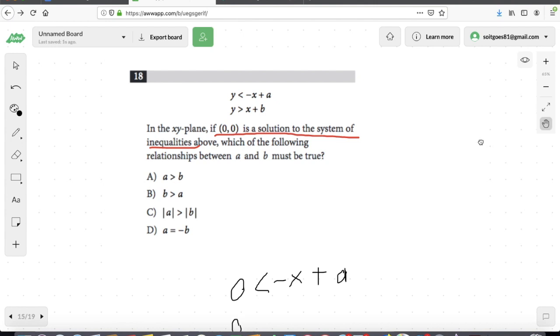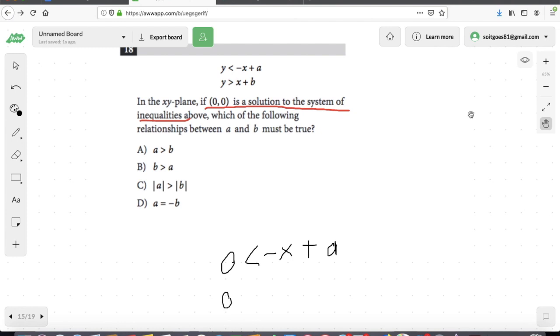Now we can plug in a 0 for x as well, right? Looking good. All right, so we've got 0 is less than negative 0 minus a. I think negative 0 is just 0, right? And then 0 is greater than 0 plus b.